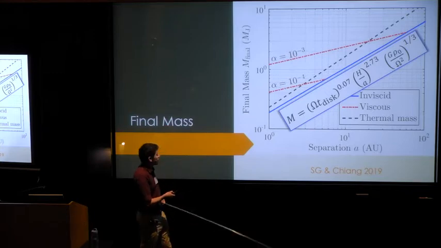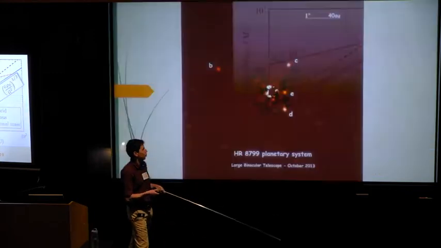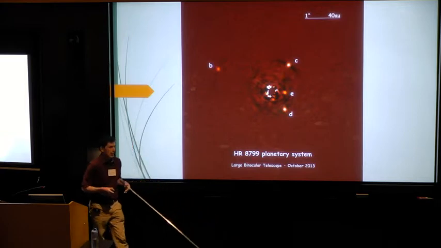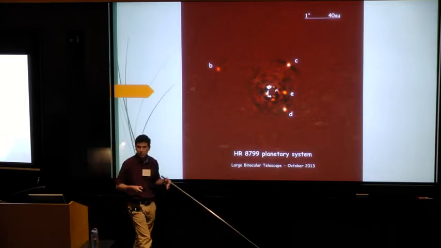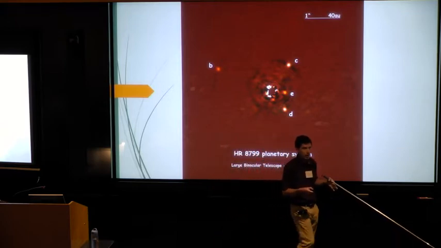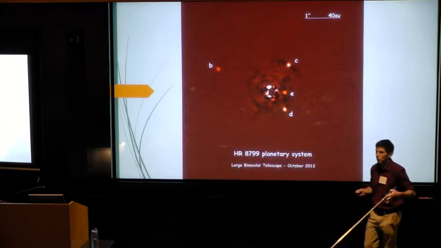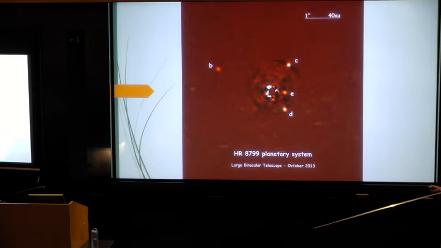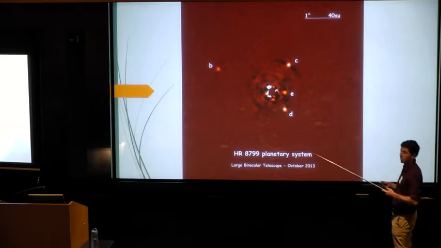Okay, so it would be nice to compare this theory to observations. But the theory has several simplifications that are valid only at large distances from the star. Most importantly, the assumption that planets never cross the thermal mass. And one technique that is effective at such large distances is directly imaging the planets themselves.